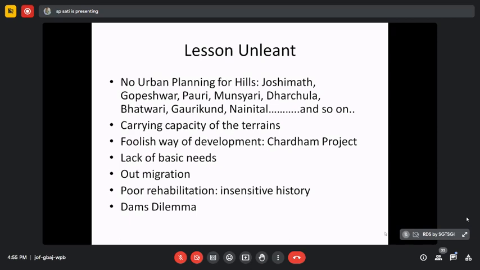And these roads which are constructed in the hills have now become the transportation flow line of the people from the hills to the plains. There is a huge rate of migration, and every year that is increasing. And poor rehabilitation.